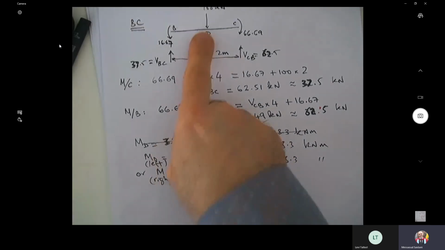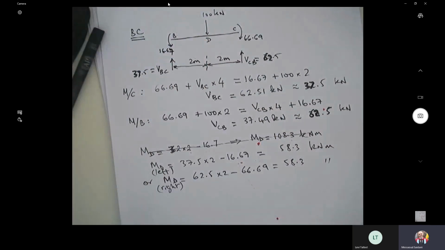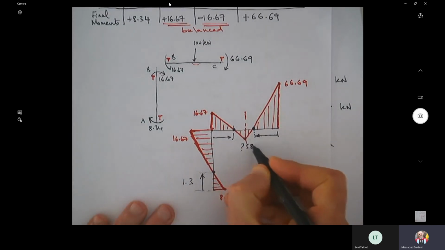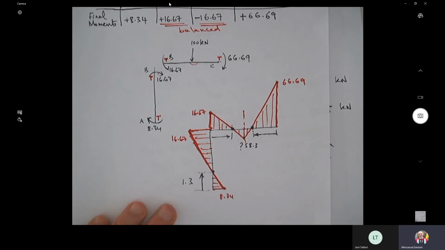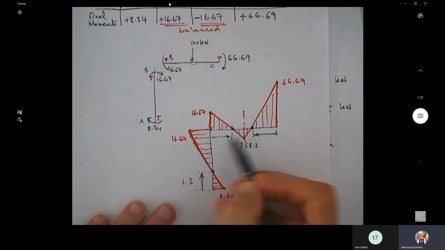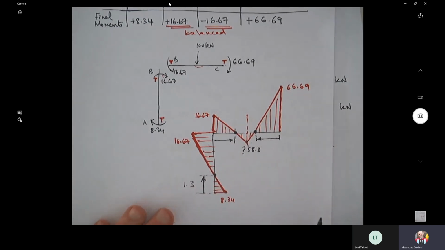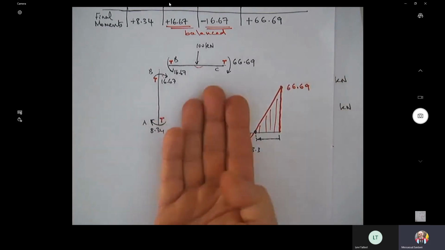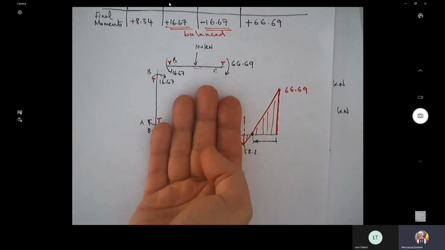So we've got now the moment at D, which is 58.3. All right. So now we need to determine these 2 points of contraflexion, the position. I can use similar triangles for the left shape, and then I can do the same, use similar triangles for the right shape. That's one way of doing it, because you know everything.